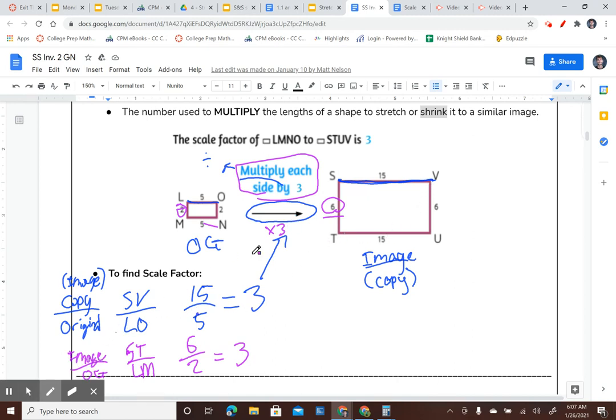So you have to pay attention to which direction that arrow goes, because that arrow is going to tell you where you start. Your start is always going to be wherever the arrow starts. Notice it starts over here on the left side, and then your end or your image is going to be wherever the arrow is pointing. So this is going to be my image.